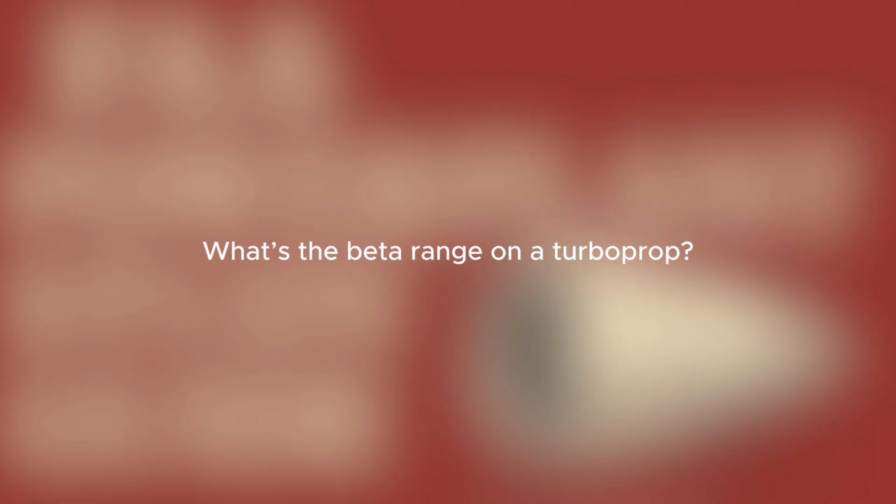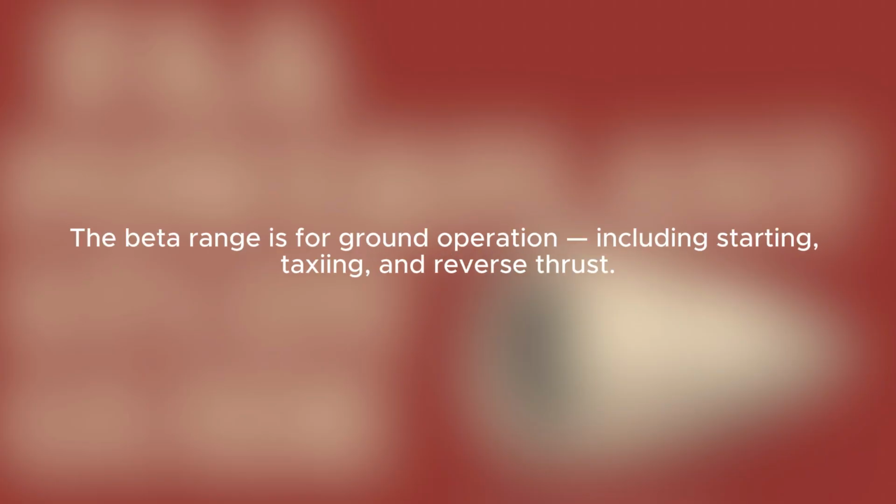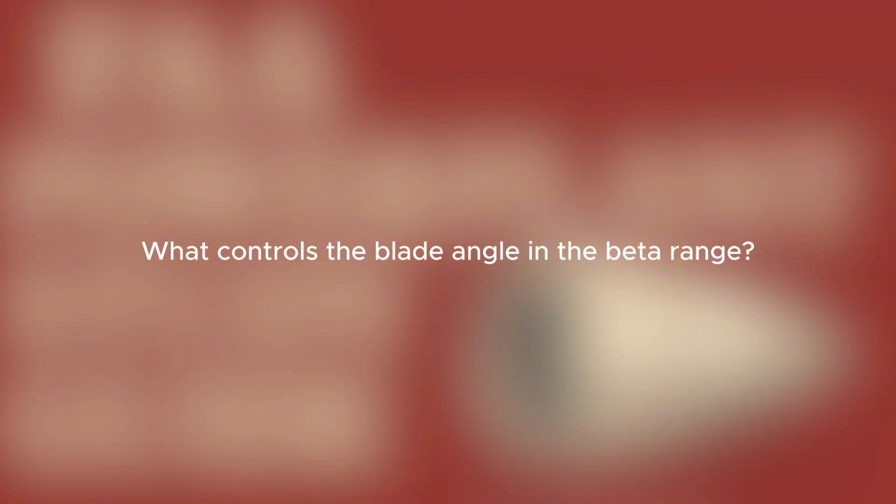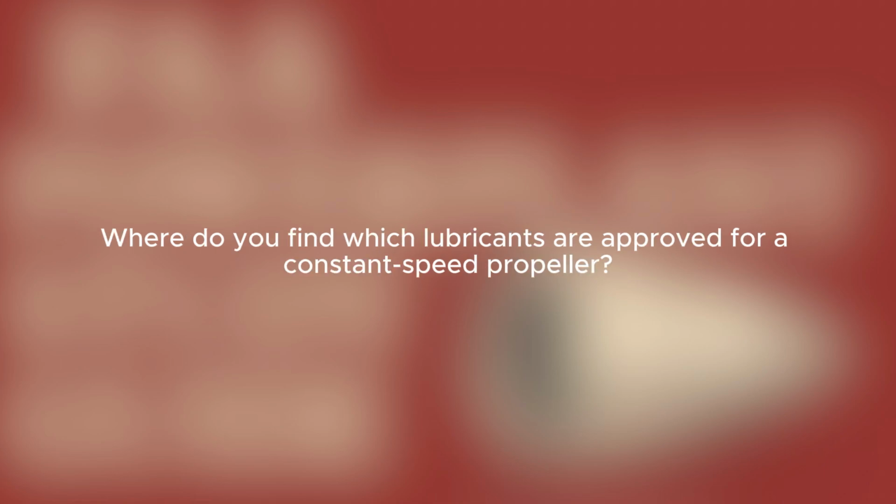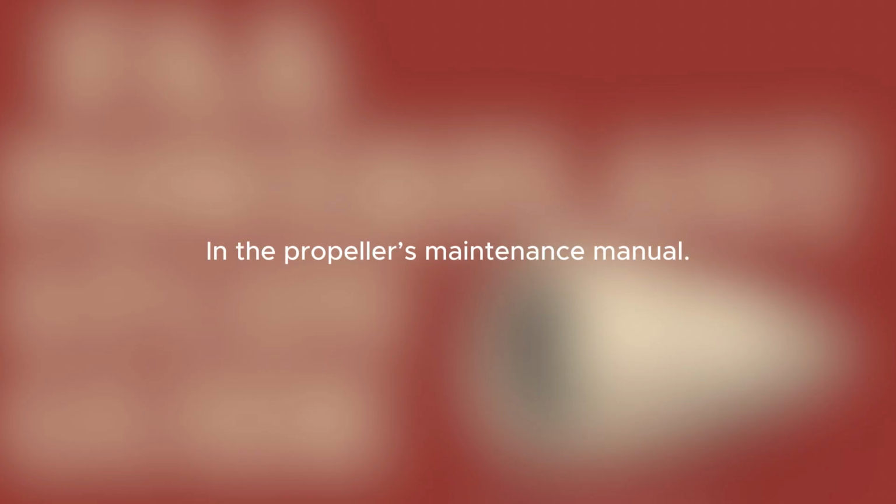What's the beta range on a turboprop? The beta range is for ground operation, including starting, taxiing, and reverse thrust. What controls the blade angle in the beta range? The power lever directly controls blade angle during beta operation. Where do you find which lubricants are approved for a constant speed propeller? In the propeller's maintenance manual.